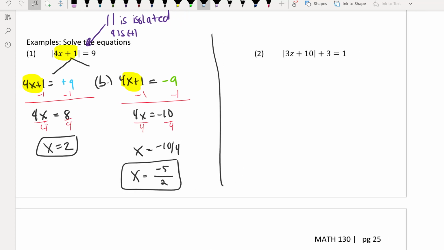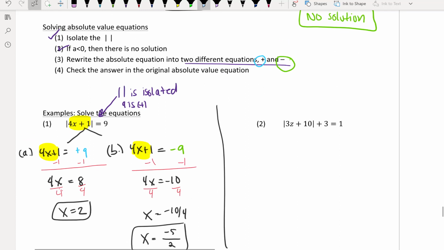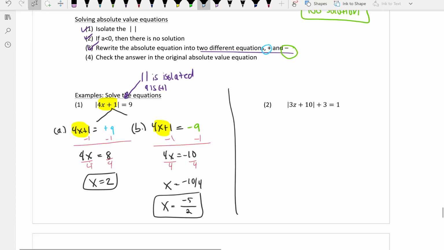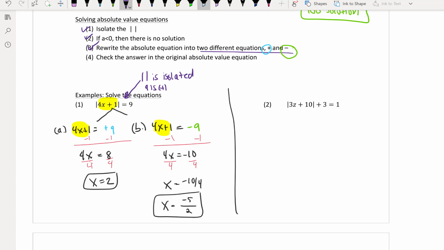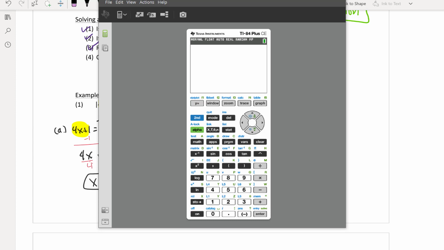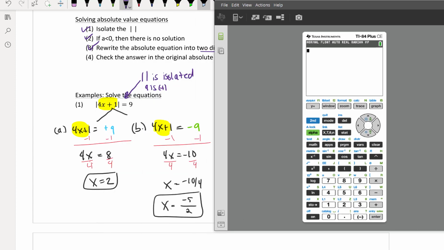Now for number 2, remember I'm following these steps. Oh, so I'm not done, right? So I did 1, 2 didn't apply. I just rewrote 3. The last step that I almost forgot was check the answer in the original absolute value equation. So this is where I'm going to bring up my calculator. I want to make sure that if I plug in a positive 2 into this, it's going to equal 9. If you have this calculator, remember you can download this for free right now.